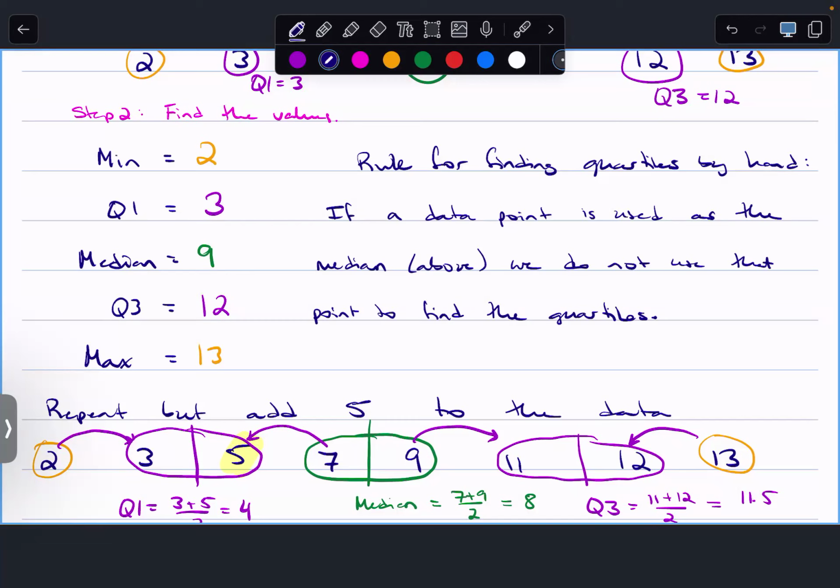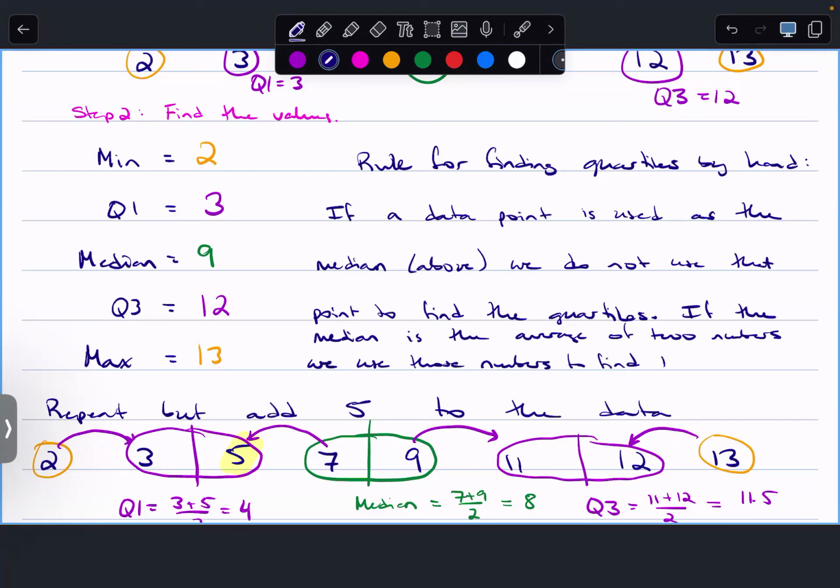If the median is the average of 2 numbers, we use those numbers to find the quartiles, as we did below.